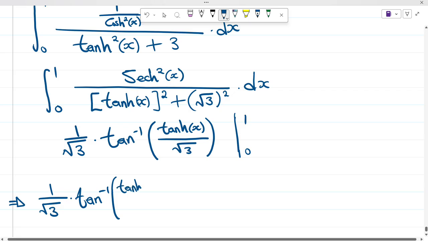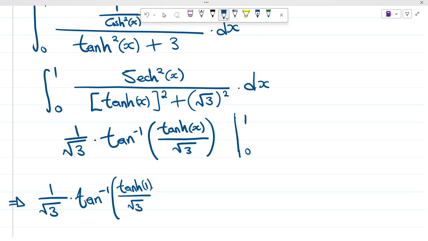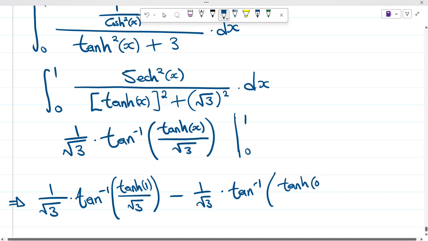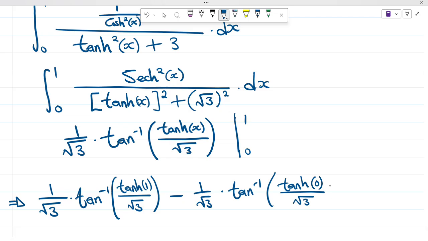This is going to be 1 over square root of 3 tan inverse of hyperbolic tan of 1 divided by square root of 3, minus 1 over square root of 3 tan inverse of hyperbolic tan of 0 divided by root 3.